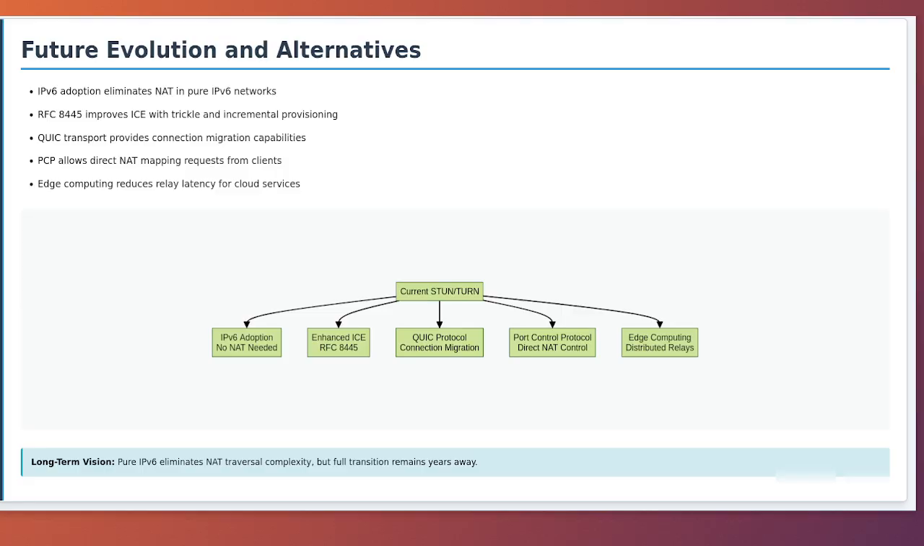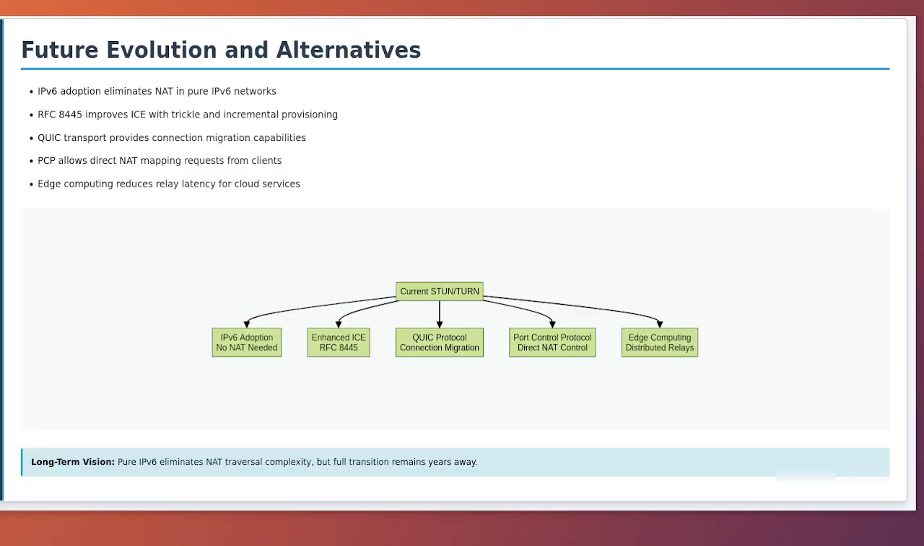The most significant future change will come from IPv6 adoption. IPv6 was designed to eliminate the need for NAT by providing enough addresses for every device on Earth to have unique public addresses. In a pure IPv6 world, there is no NAT, which means no NAT traversal problem to solve. Devices can communicate directly using their globally routable IPv6 addresses.